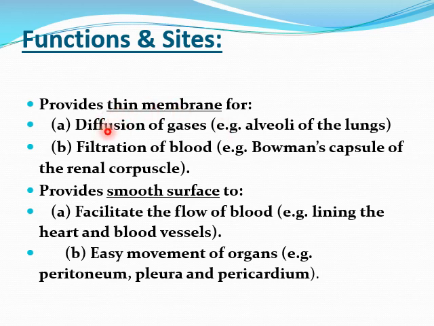Again, thin membrane, either for diffusion of gas as present in the alveoli of the lung, or filtration of the blood as present in the Bowman's capsule. I want blood to be filtered rapidly. It also provides a smooth surface for lining of the blood vessels and easy movement of organs, as that present around the heart, pericardium, around the lung, pleura, and around the intestine, peritoneum. So the simple squamous epithelium is either smooth or delicate or a thin membrane.